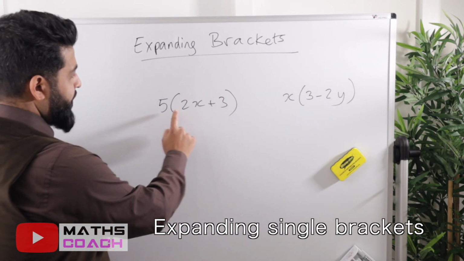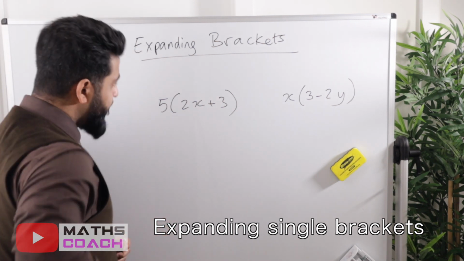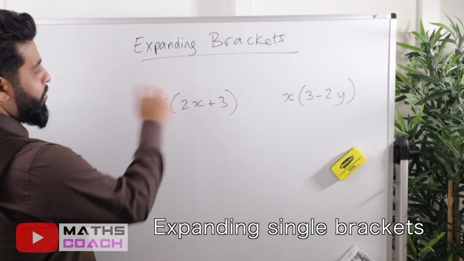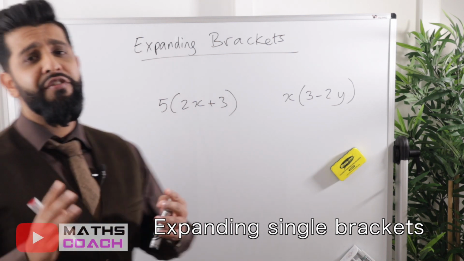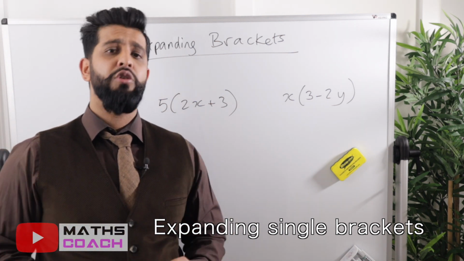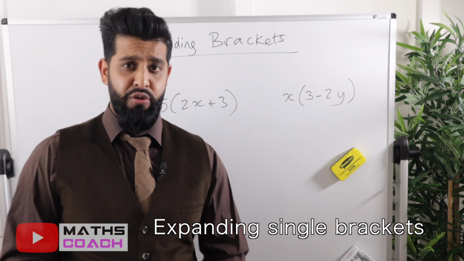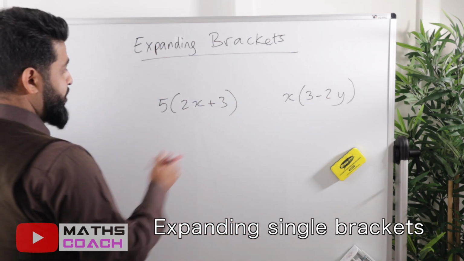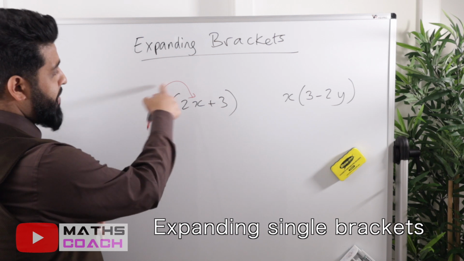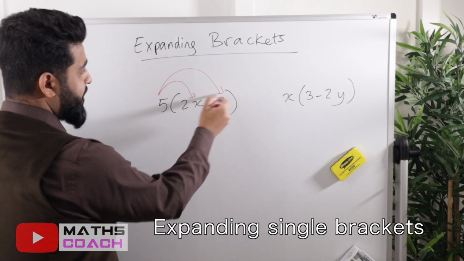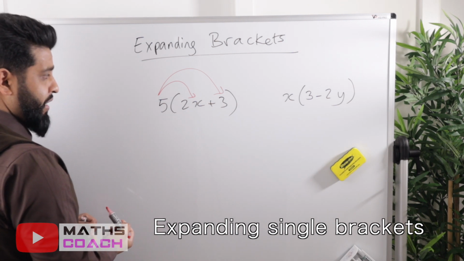So we've got 5 bracket 2x plus 3. Everything that's inside this bracket, we are going to multiply with the 5 outside. Now you may have different methods for doing this. I will show you the method I think is simple and easy for students to use. What I simply do is take the 5 and multiply it with the first term inside the bracket. Having done that, I then multiply with the second term inside the bracket.